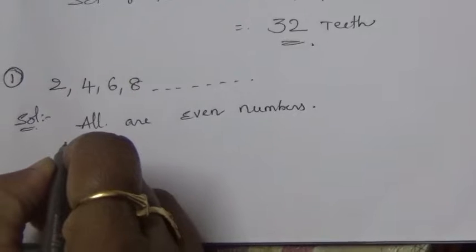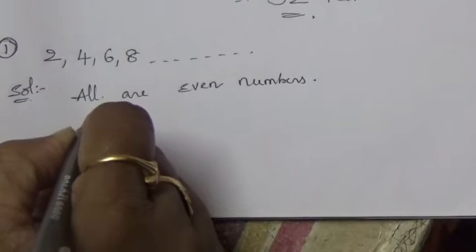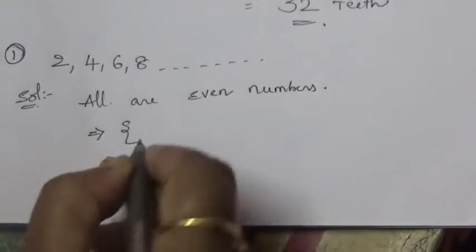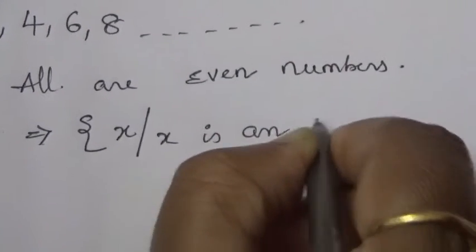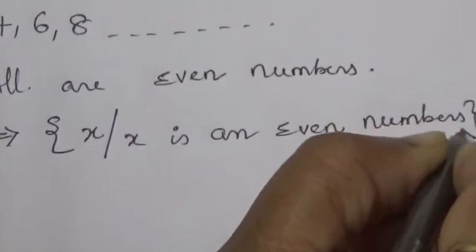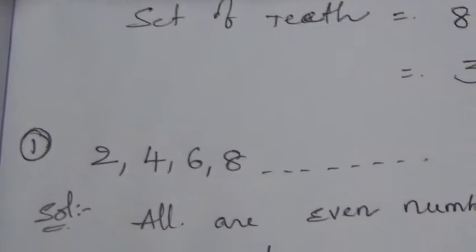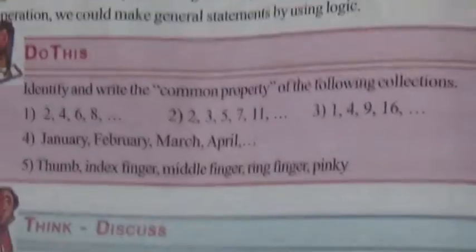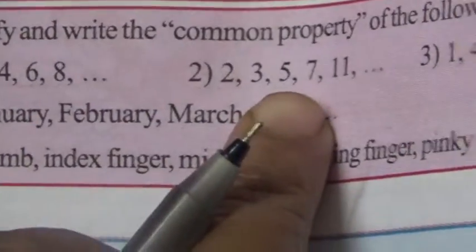So in set builder form, how can we write this one? Set of x such that x is an even number. That is the common property of all these numbers. And the second sum, what was given? 2, 3, 5, 7, 11 and so on. Right? What are these numbers? These all are prime numbers.